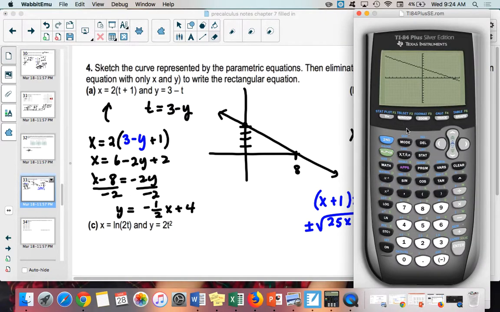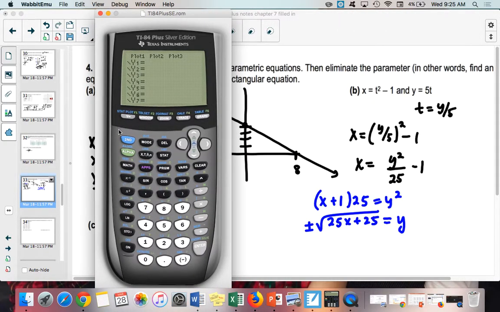So if I was going into my regular function notation mode, and I tried to graph that, just like we did before we learned this parametric equation, we'd have to put in two square root functions. So we'd have a positive square root function, and that would give us the top part of a parabola. But I'd also have to do the negative square root function. So it'd be negative square root of 25x plus 25. And that would give me the bottom part of the parabola.